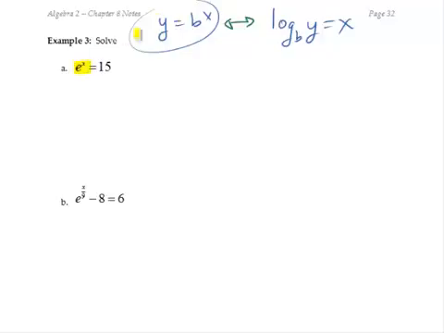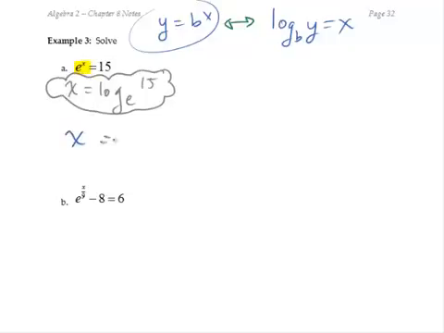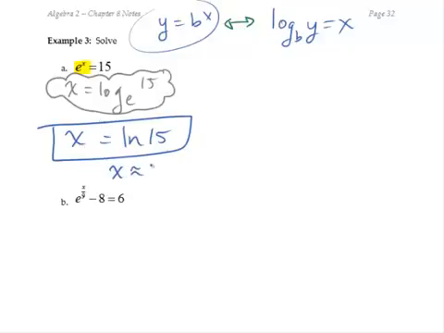So again, I have my e to the x isolated. Move my e over. I could think inside my head that this is log base e of 15, but again, we don't like to leave log base e there, so I'm just going to go ahead and write ln for log base e, 15. There's my exact. Your ln key on your calculator is next to your 4, and so x is approximately 2.7081.